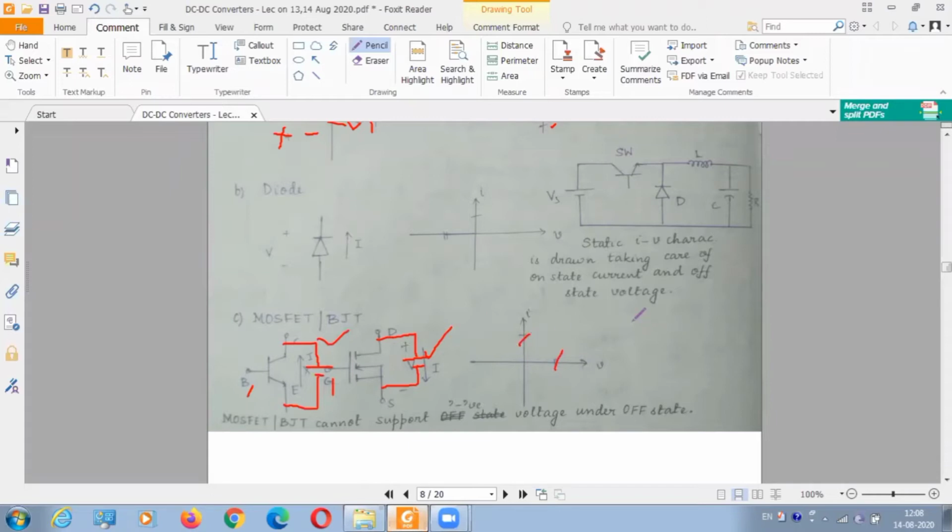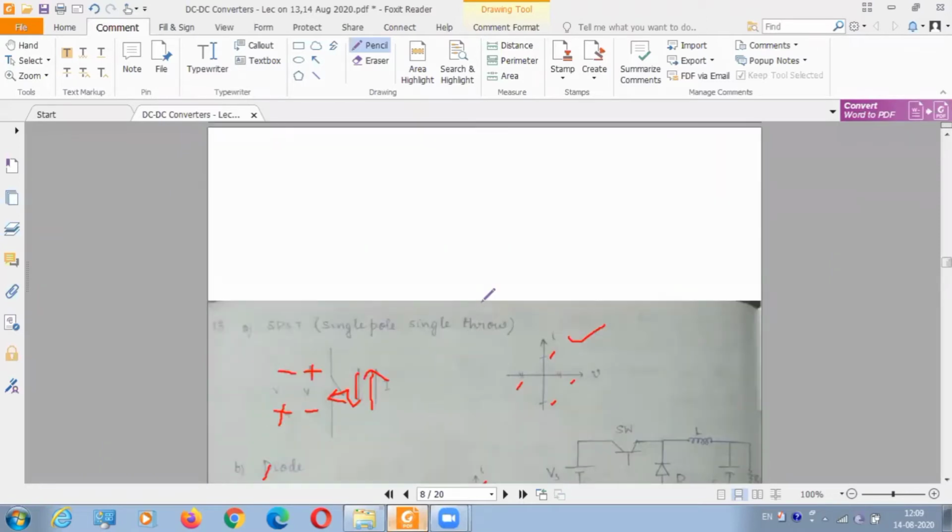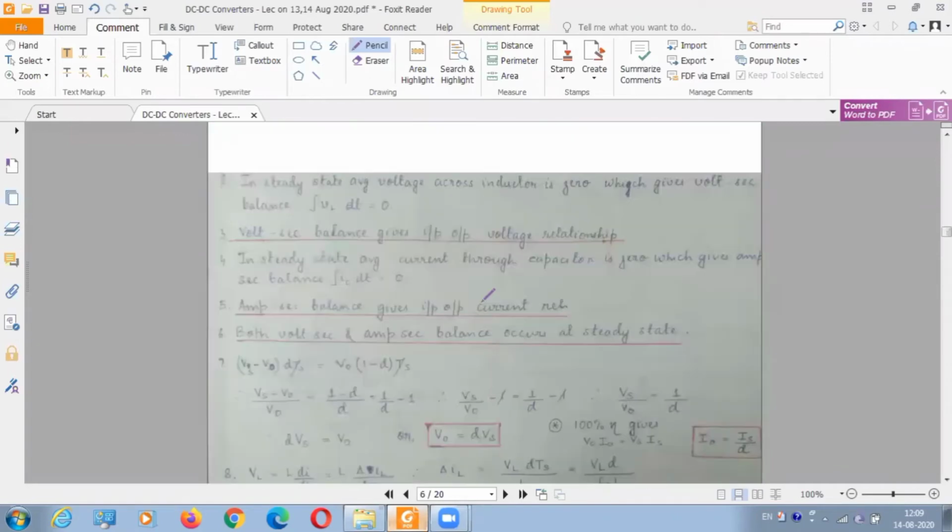So whenever a switch supports positive voltage and positive current, it is a MOSFET or BJT. Whenever a switch supports positive current and negative voltage, it is a diode. Now going to the characteristics.